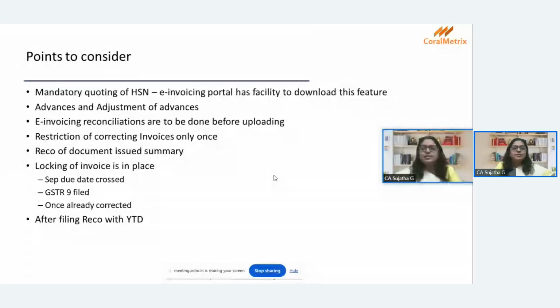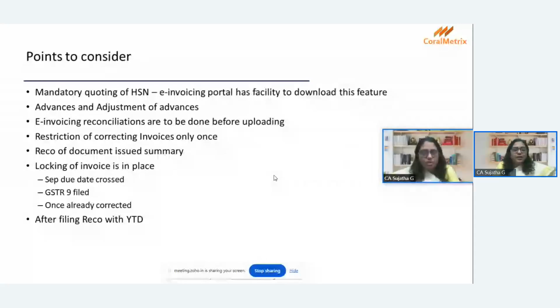Next is locking of invoice. Now we are talking about locking of invoice in place. So when it comes to locking of invoices, what does it mean? Whatever data you are punching in, whatever details you are filling in GSTR1, it will get locked. That means you will not be in a position, as it will get transferred to GSTR3B, to explain or pay lesser taxes than what is reported or what is getting auto-populated in GSTR3B.